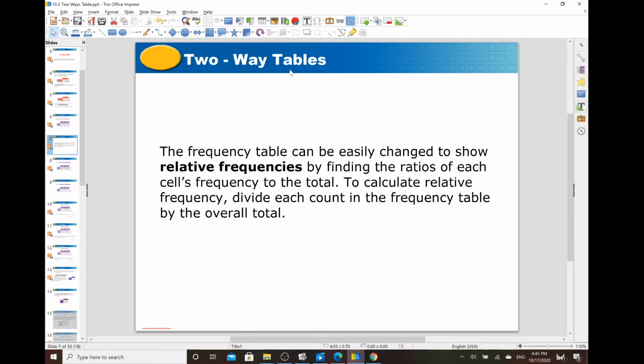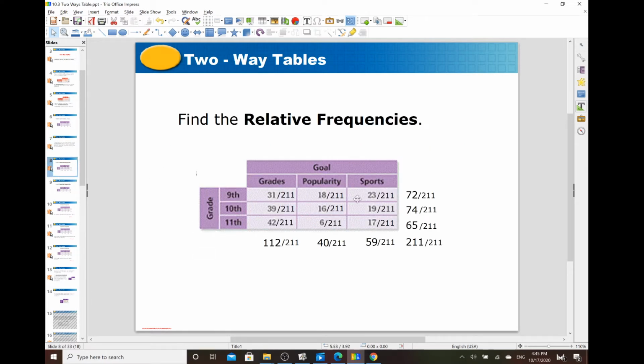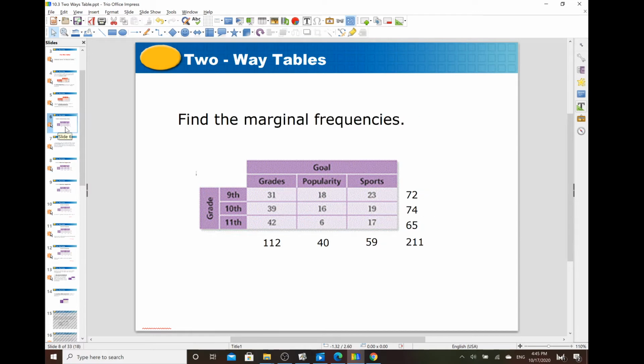And now what about the frequency table? We can always show the relative frequencies, simply by finding the ratio of each cell frequency to the total. To calculate the relative frequency, divide each count in the frequency table by the overall total. Right here at the end column, in the row, the intersection is the total. In order to convert that to the relative frequency, we just divide each category by 211.